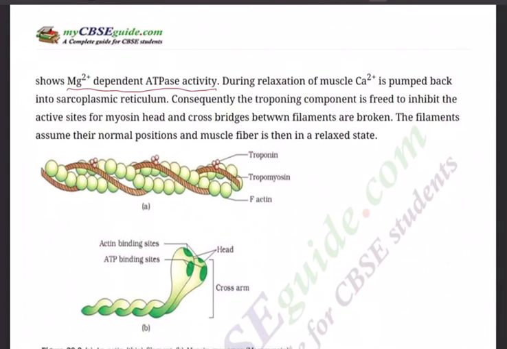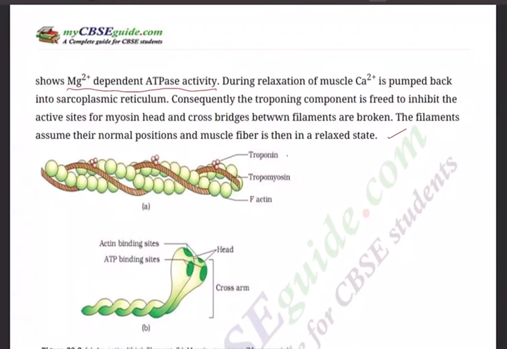During relaxation of muscles, Ca2+ is pumped back into the sarcoplasmic reticulum. Consequently, the troponin component is freed to inhibit the active sites for the myosin head, and cross bridges between filaments are broken. The filaments assume their normal position and the muscle fiber is then in a relaxed state.